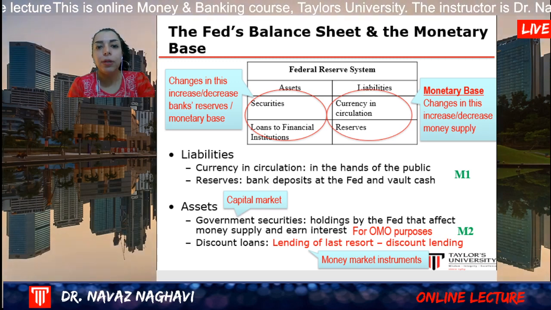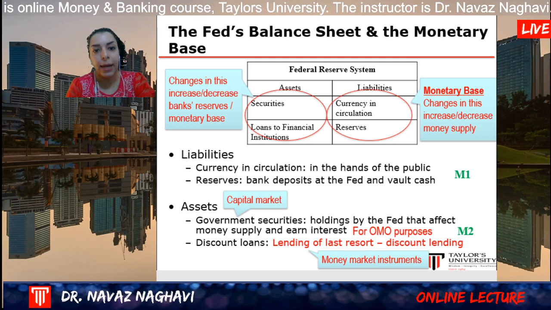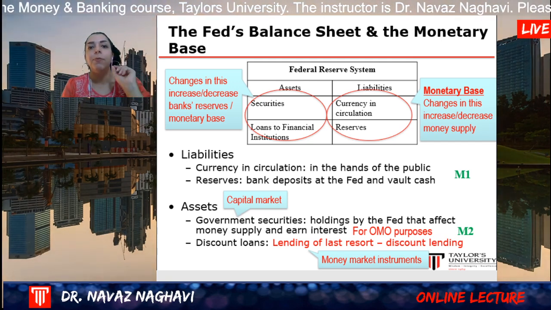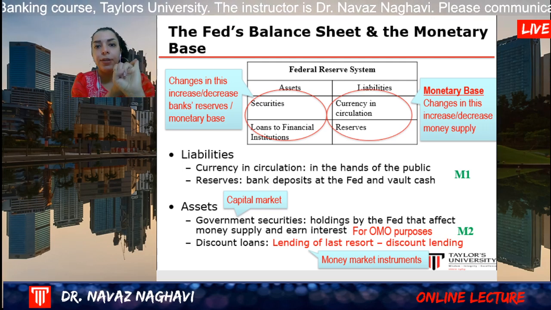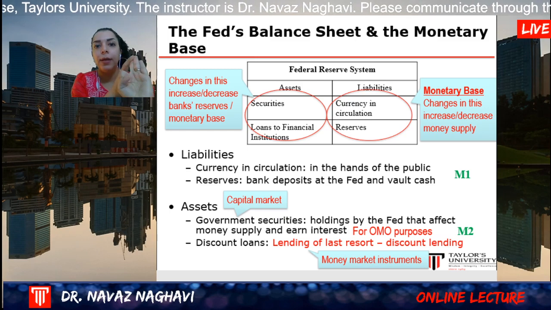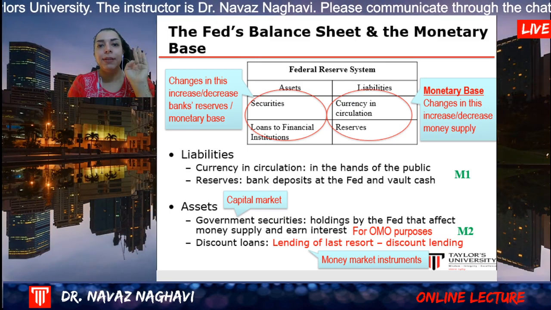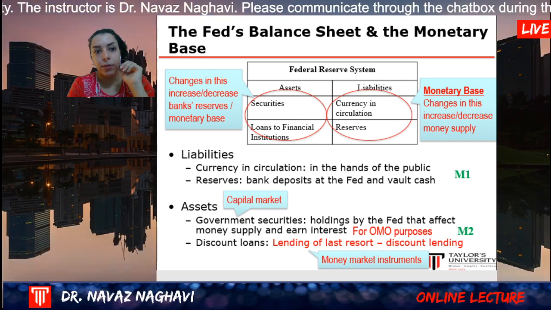And this part, this liability side of the Federal Reserve T account, is M1 as well. So that's why whenever you want to answer any question regarding the change of monetary base, the change of money supply, or the change of M1, you have to look at whether there is any change in the liability side of the central bank or not.